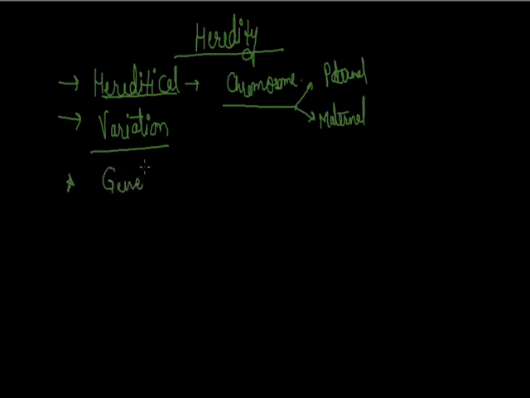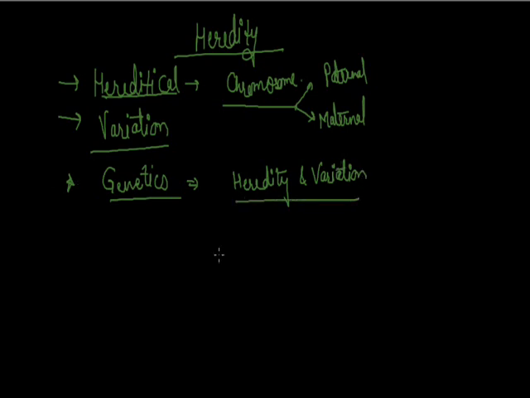To study all this, a branch of science was introduced, called genetics, in which you study heredity and variation, and their transmission. So it's a branch of science that deals with heredity, variation, hereditary characters and how they are transmitted from one generation to another.